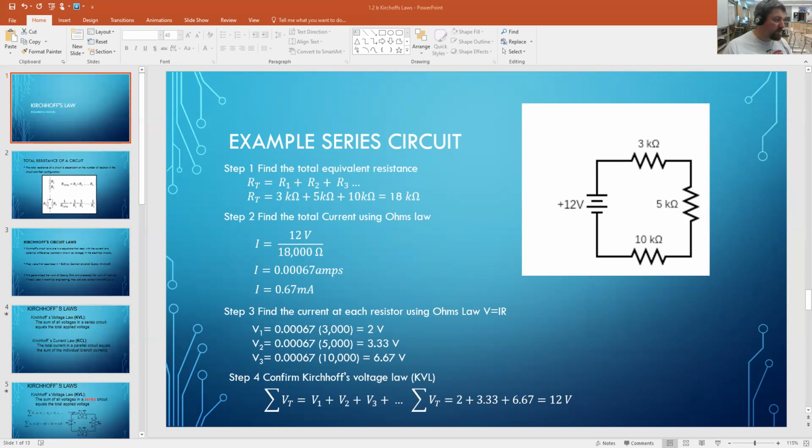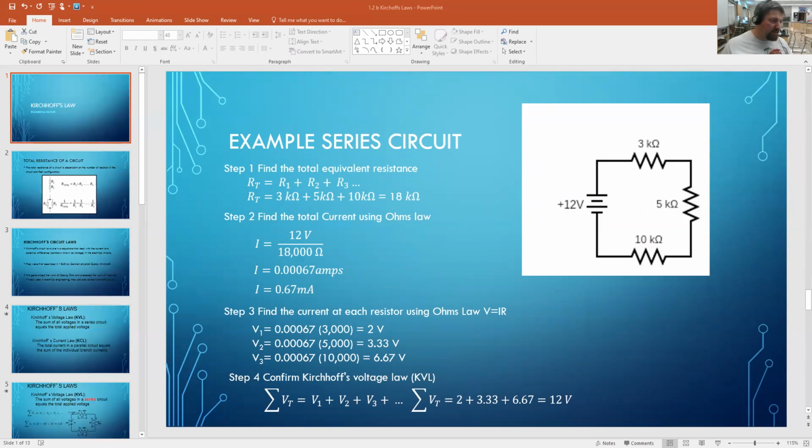Now, then step 3 is to find the current at each resistor using Ohm's law. So now we know that the current is 0.6 milliamps going through every single one. We know the resistance, 3 kilo ohms, 5 kilo ohms, 10 kilo ohms. So all we have to do is put them in. Again, remember, you can't use the kilos or the millis. You have to go back to their base units.